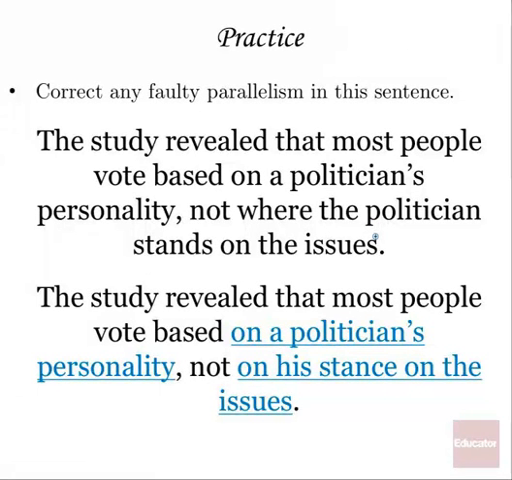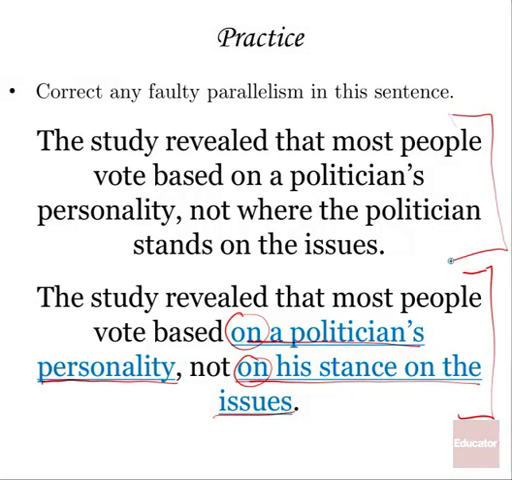All right. The study revealed that most people vote based on a politician's personality, not on his stance on the issues. See that word on? That's a signpost word. We repeat it to indicate that we're being parallel. Notice how this sentence is actually shorter, takes up less space than the previous one. Parallelism has that advantage. If you get to the point where you're just listing things, you actually become more concise and more clear.